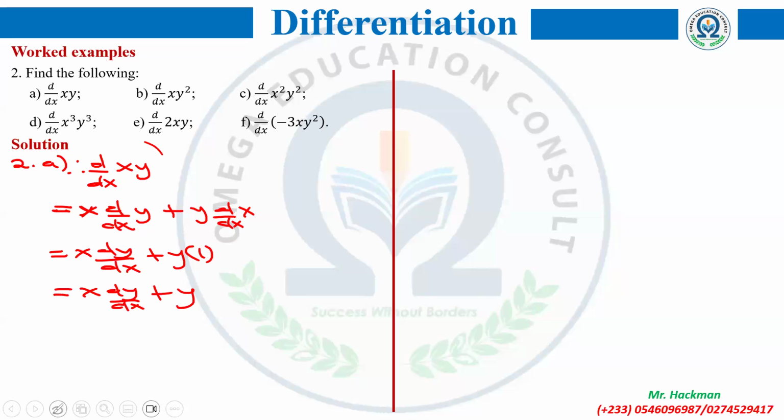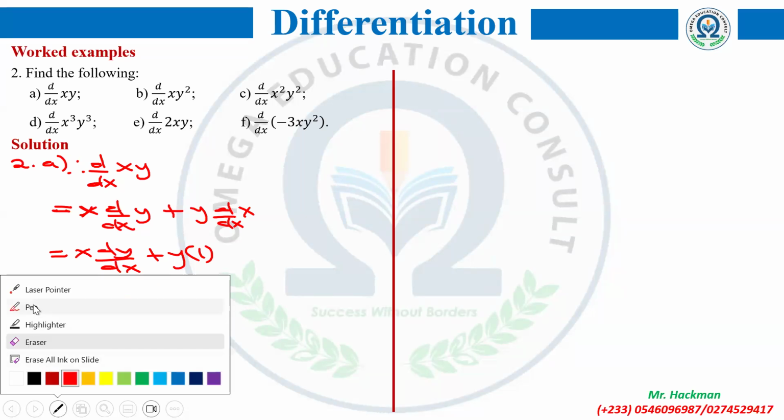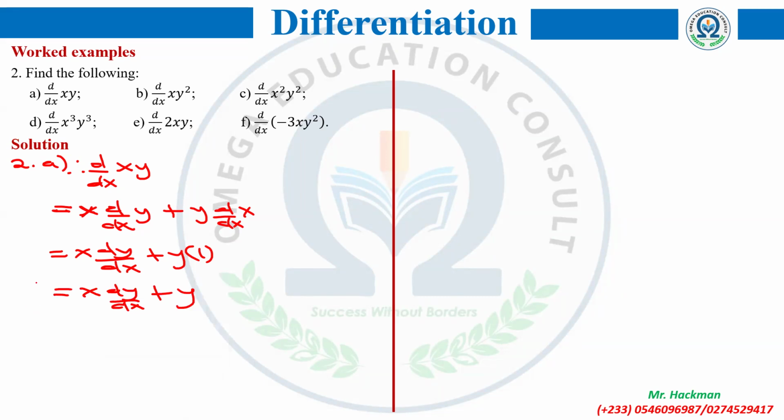So now, let me go and clear that. Prophetess, were you the one? Yeah, I wanted you to go over the x d dx y plus y d dx x. Okay, all right, no problem.